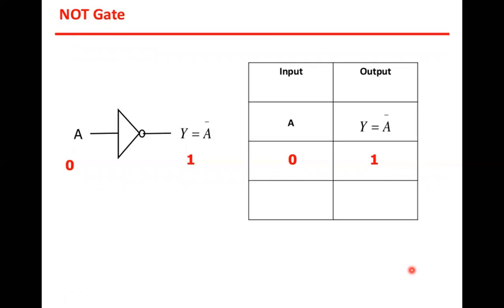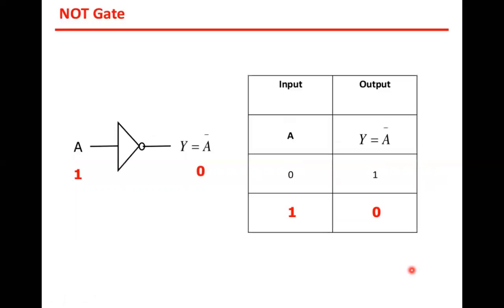This is the truth table as I told you. A is 0, Y is equal to 1, and A is 1, so Y is equal to 0. So this is called an inverter gate or a NOT gate. And the output for the NOT gate is Y equal to A bar.